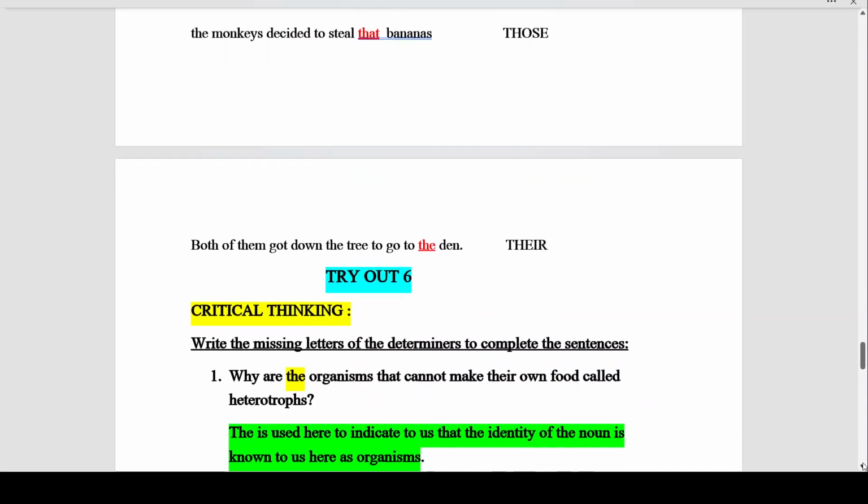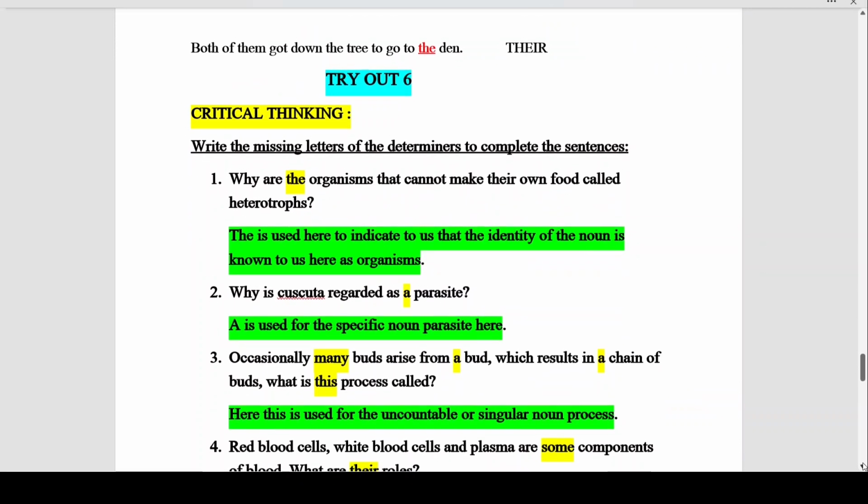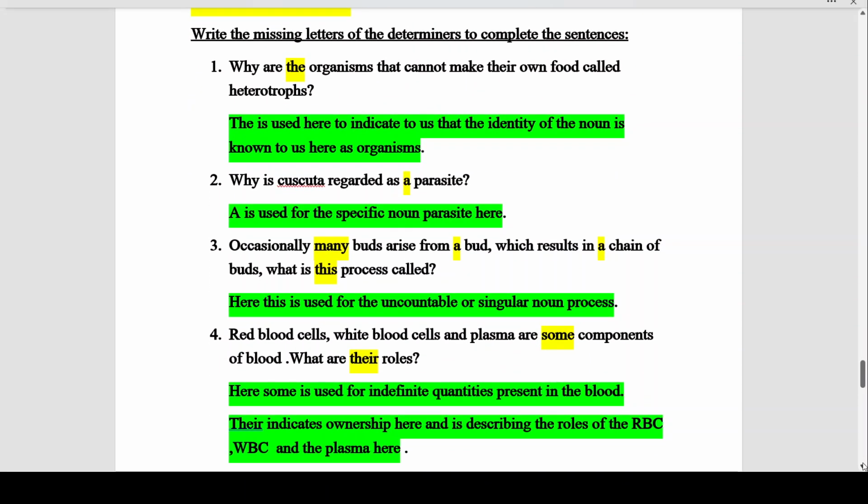Now try out 6. Critical thinking. Write the missing letters of the determiners to complete the sentences. Why are there organisms that cannot make their own food called heterotrophs? Now why do I use the determiner the here, students? Because it is used to indicate the identity of the noun here, which is organisms. The organism is the noun which is specific here. Therefore I use the definite article the.